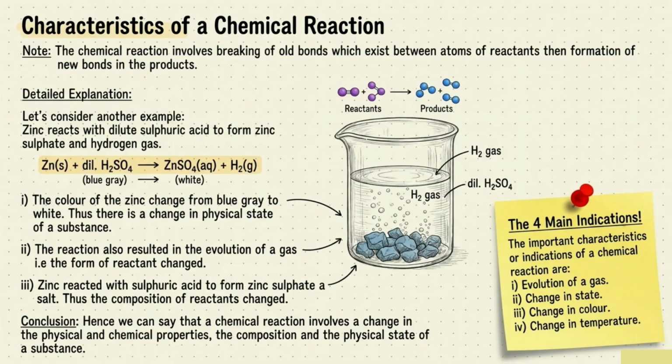Okay, ready? Roman numeral 1, evolution of a gas, like our bubbles. Roman numeral 2, change in state, like a solid turning into a liquid. Roman numeral 3, change in color. And Roman numeral 4, change in temperature, meaning the beaker physically gets hot or cold.